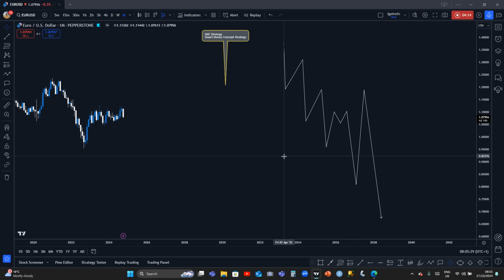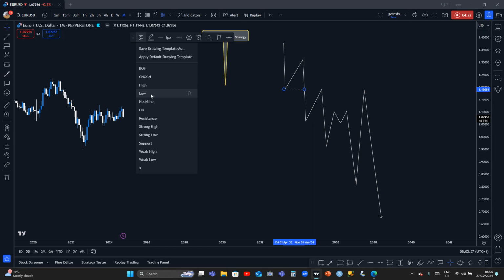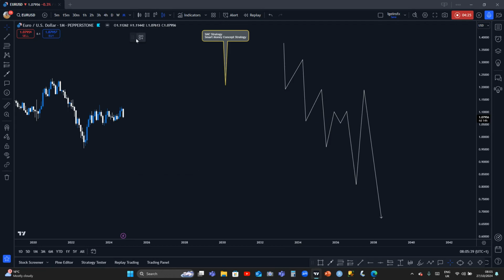What I do is, for example, this is a break of structure. Let me start from here. This is a break of structure here. This is another break of structure. This is another break of structure. All these things you can see is breaking structure to the downside.